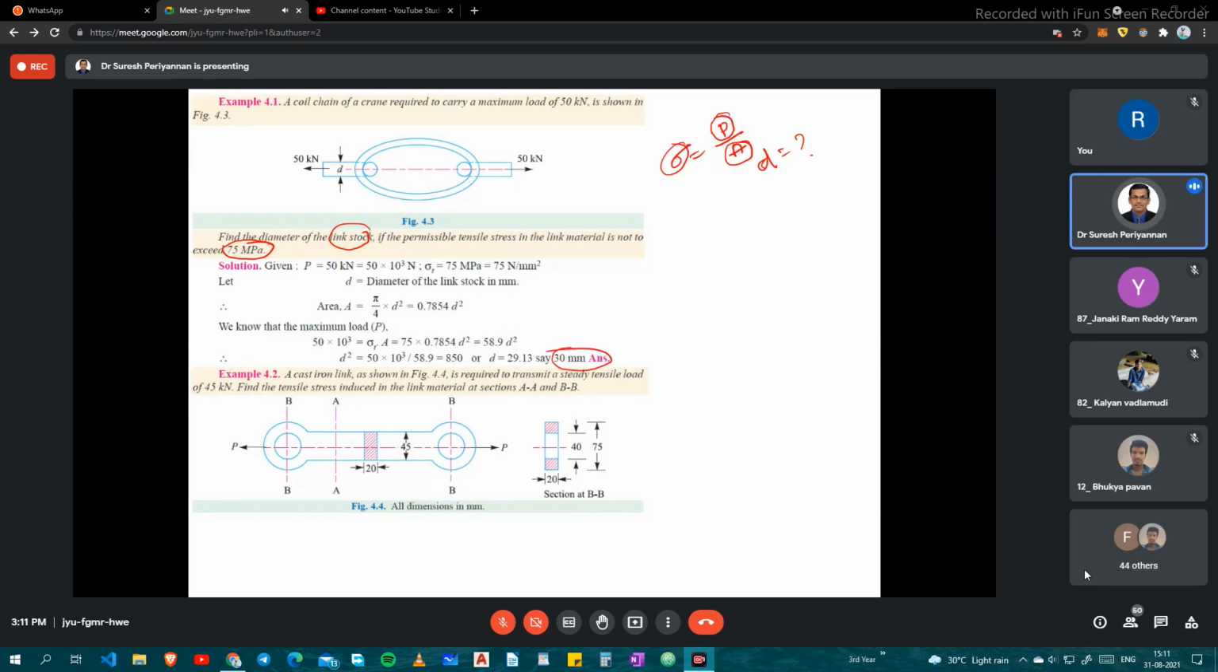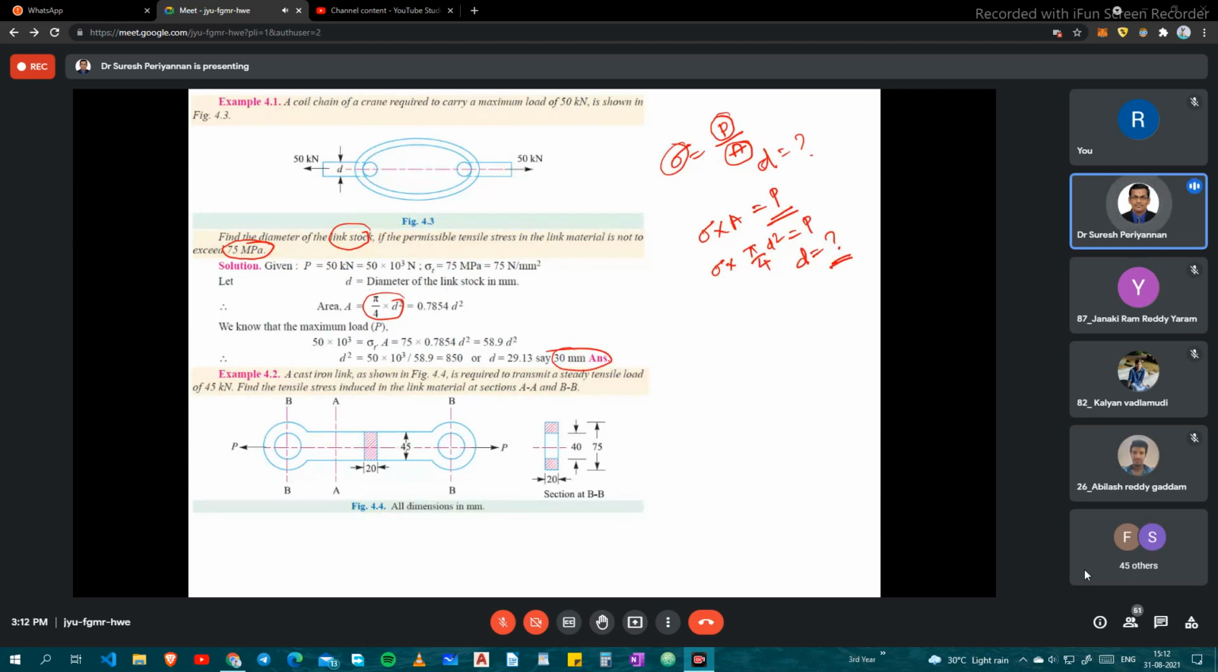Now I come to the next problem. Anyway, I will just do it here. See here, area is pi by 4 d square, right? And stress is force by area, right? Then sigma into A is equal to P. P is given as 50 kilonewton. Then sigma is given, so pi by 4 d square is equal to P. From this, d is equal to what? What is d? The dimension of the link.